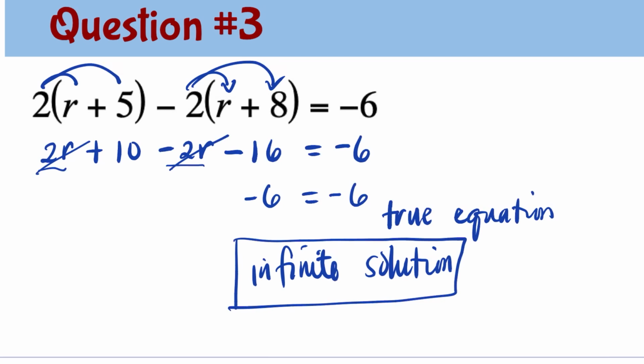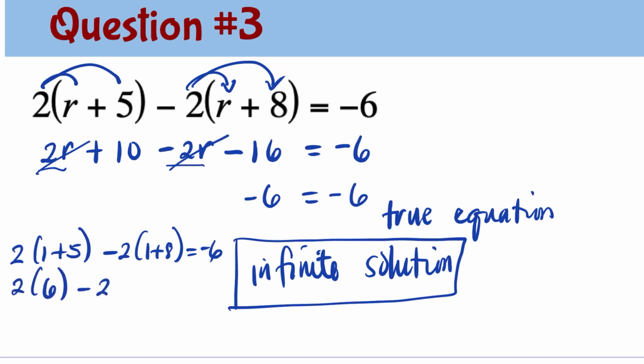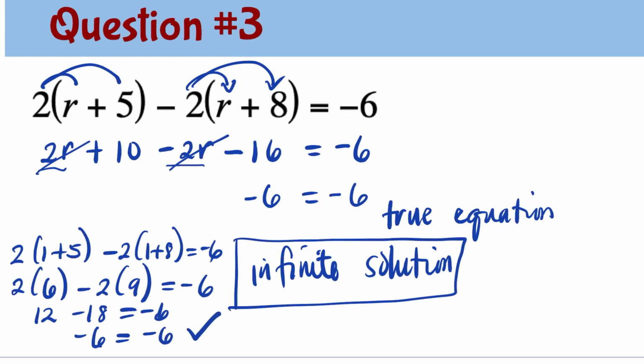Alright, let's try r is equal to 1. If I plug in r is 1, then I will have 2 times 1 plus 5 minus 2 times 1 plus 8 is equal to negative 6. So this is 2 times 6 minus 2 times 9 is equal to negative 6. 2 times 6 is 12. 2 times 9 is 18. And is it equal to negative 6? Yes, it is. Negative 6 is equal to negative 6. So our value of 1 makes it true.